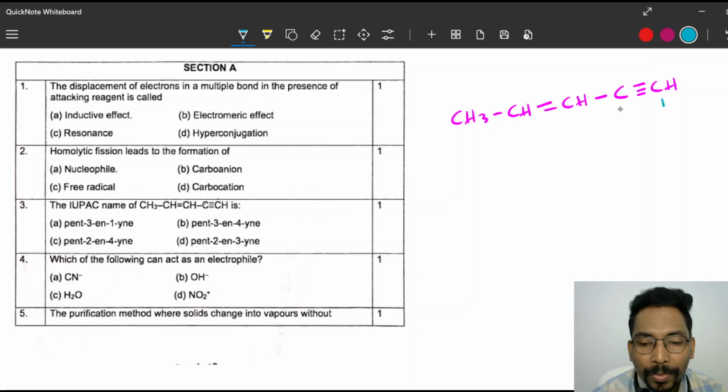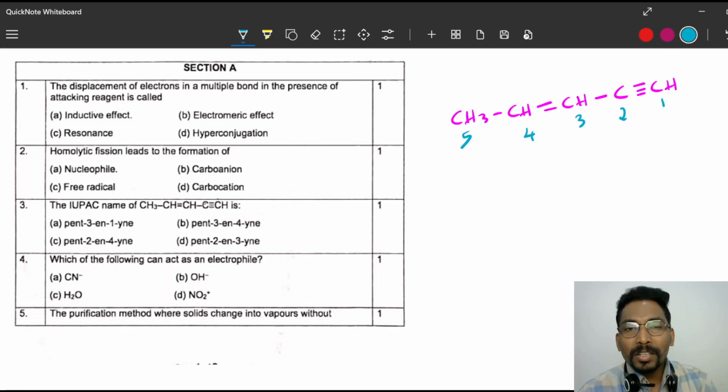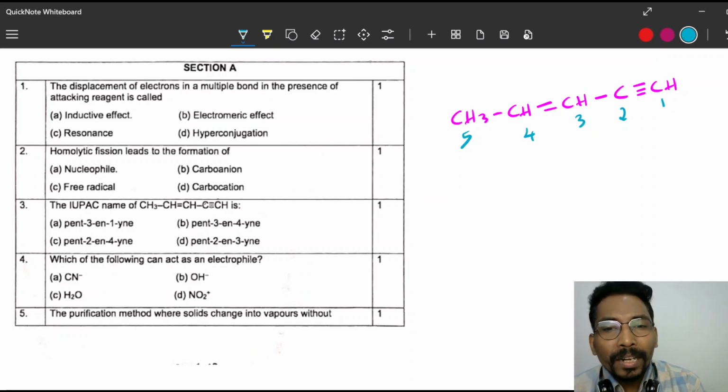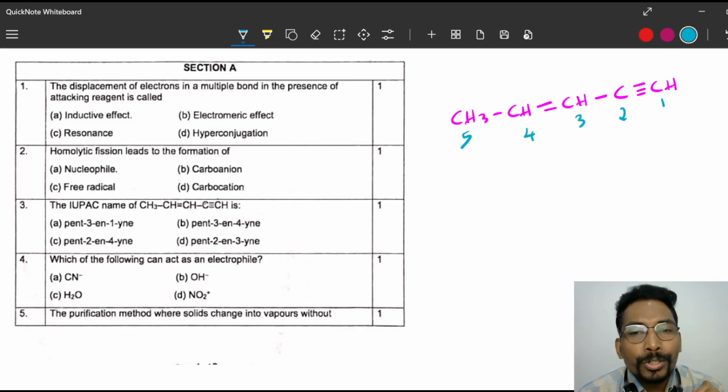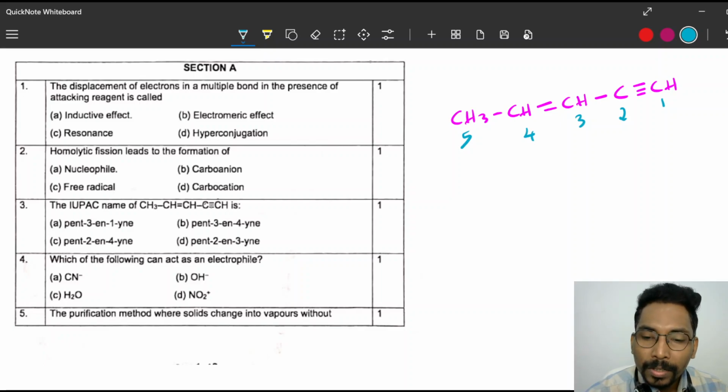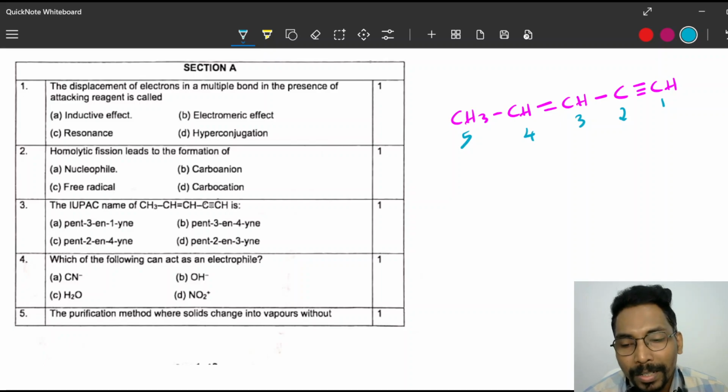Okay, 1, 2, 3, 4, 5. This is the numbering. It's very important to assign numbers to carbon atoms while naming organic compounds. So always make sure that you are giving proper numbers to carbon atoms, otherwise you will lose the mark and you will be confused about nomenclature also. Clear? So now you can name easily.